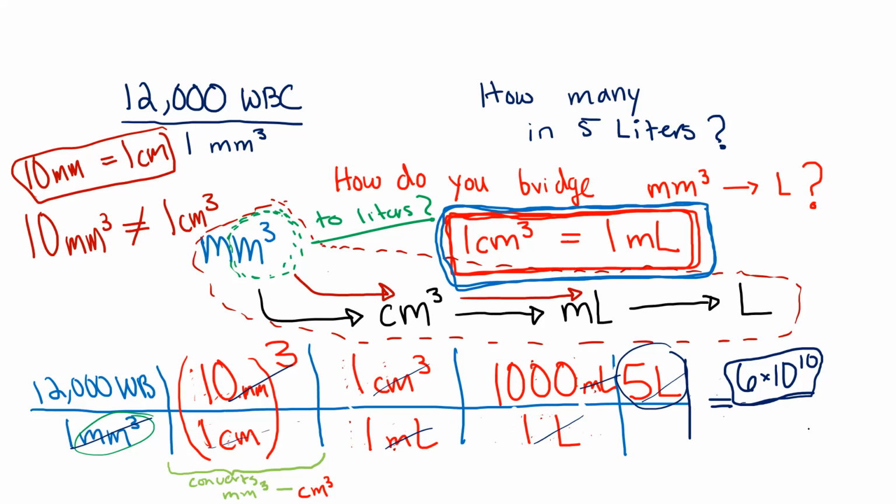6 times 10 to the 10 white blood cells. Don't forget to put your units on there. It's always vital that you label everything with the appropriate units. The correct units must be indicated.